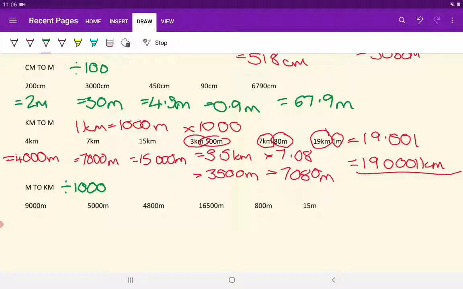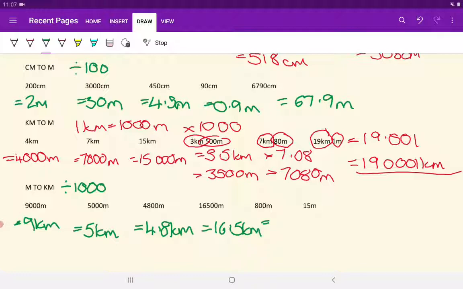And then finally, metres to kilometres. Okay. So 9,000 metres divided by 1,000 is going to give us 9 kilometres. 5,000 metres, divide that by 1,000 is going to give us 5 kilometres. 4,800 metres, divide that by 1,000, 4.8 kilometres. And then we would have 16.5 kilometres, so you can check these with your calculator, make sure you get the same answers.